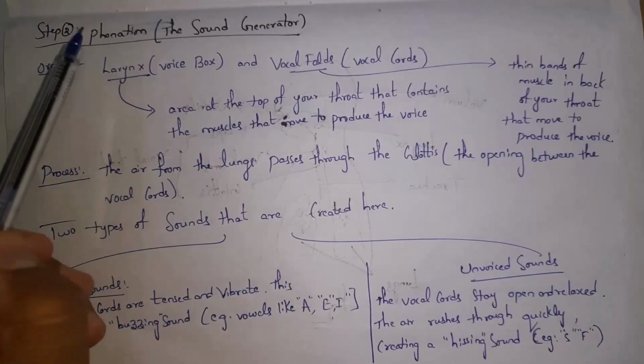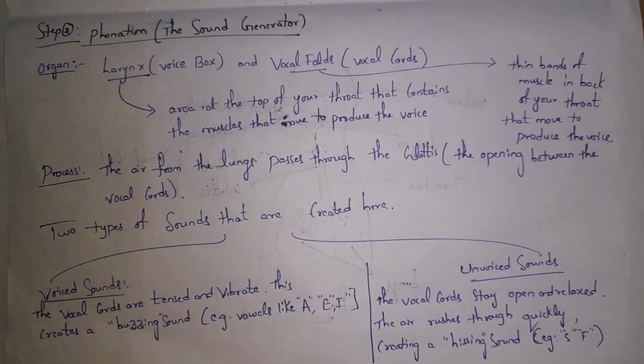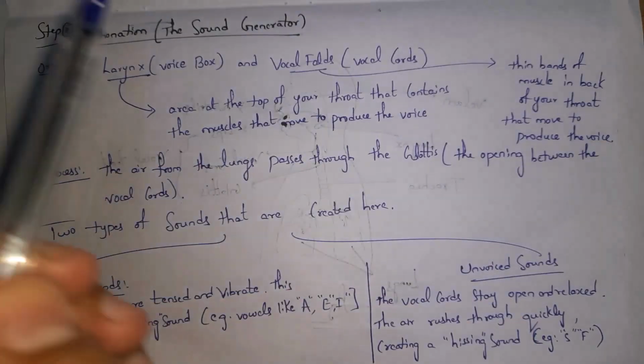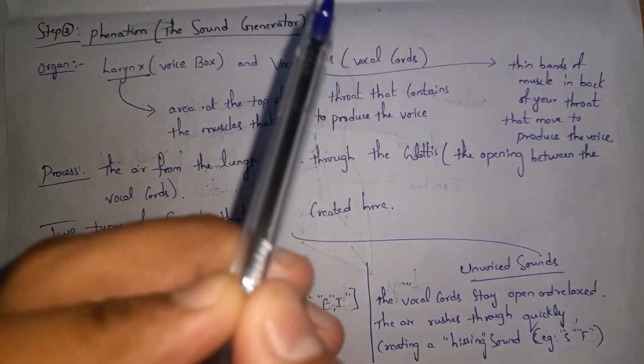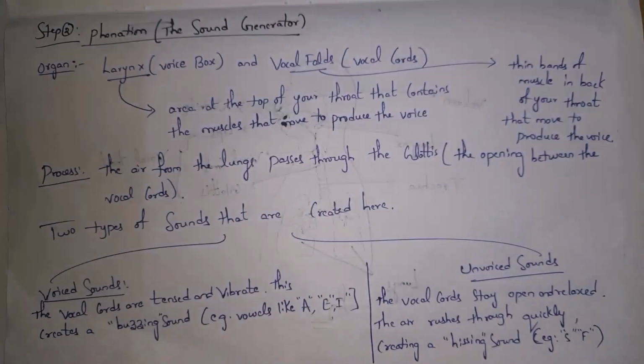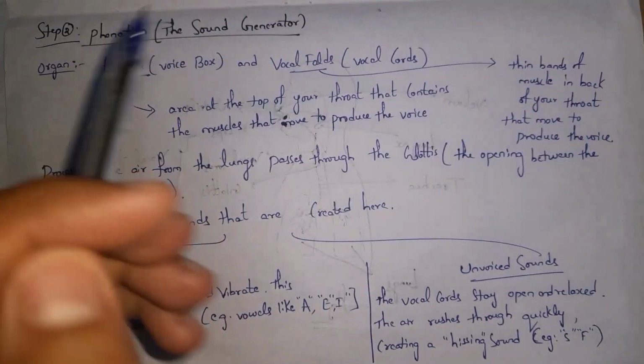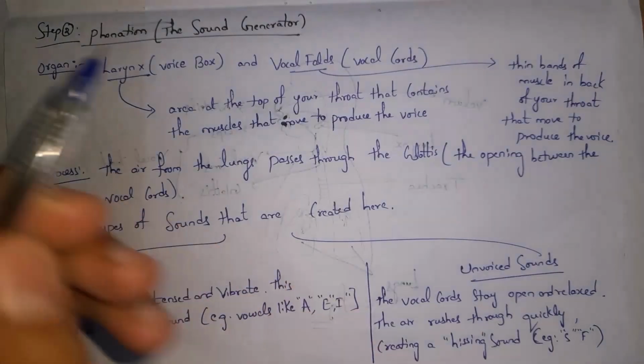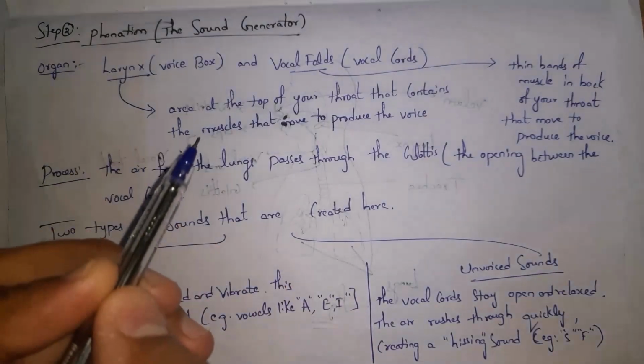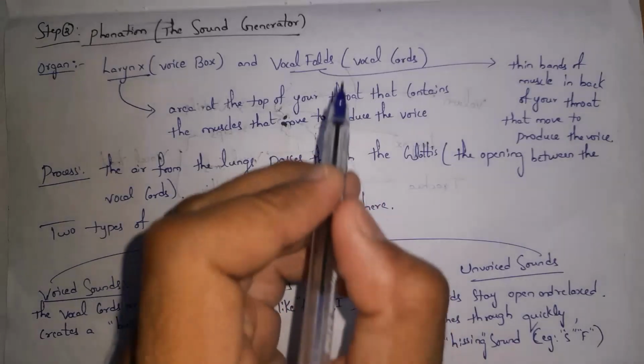And step 2 is phonation. We also call it as sound generator. Here total there are two organs involved. One is larynx. We also call it as voice box. And next one is vocal folds. We also call it as vocal cords. So total there are two organs. One is larynx and next one is vocal cords. Larynx is nothing but it is area that is present on top of your throat and that contains muscles. These muscles are moved in order to produce voice.